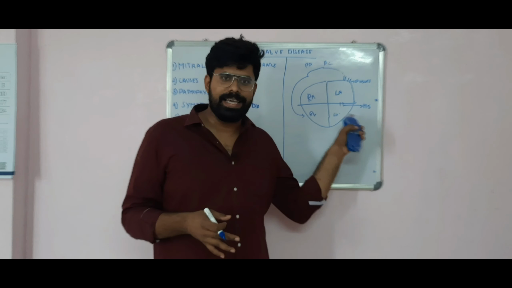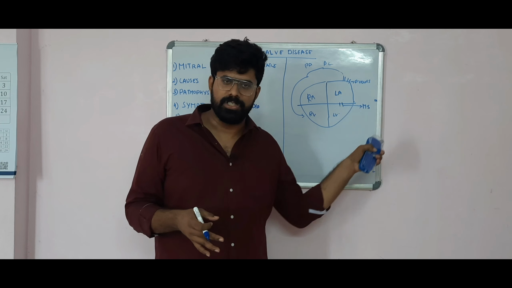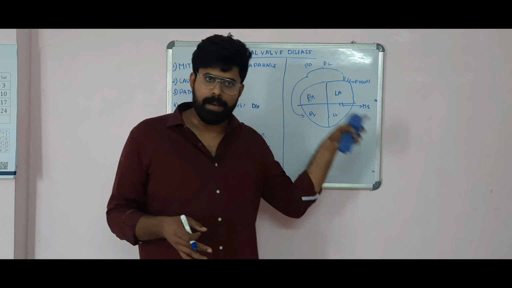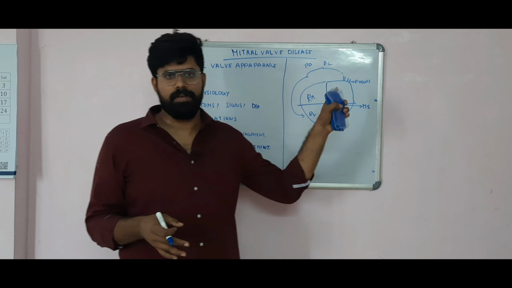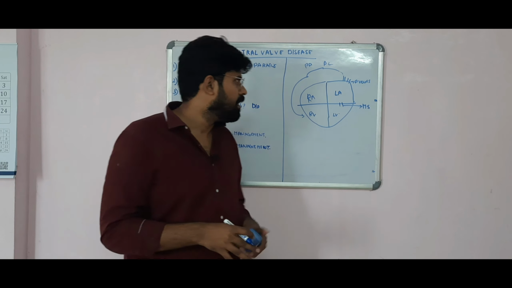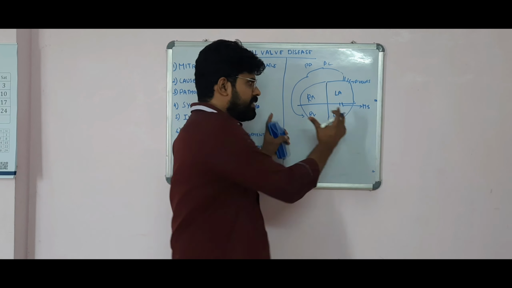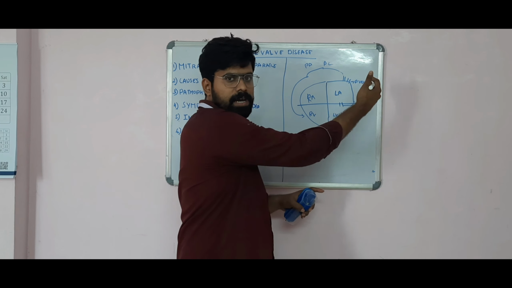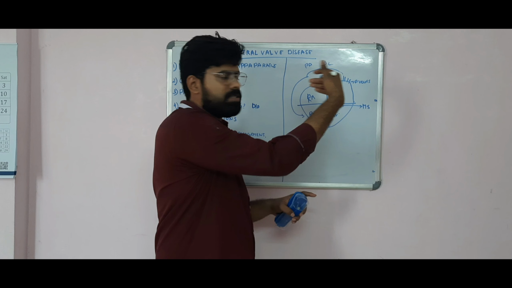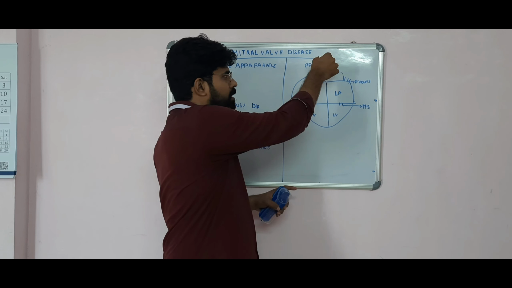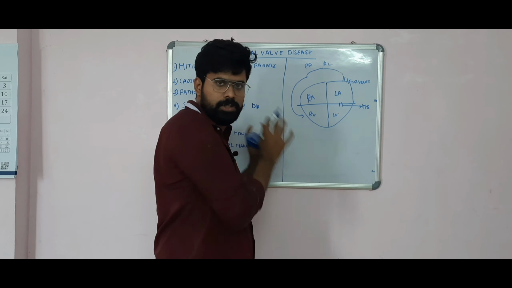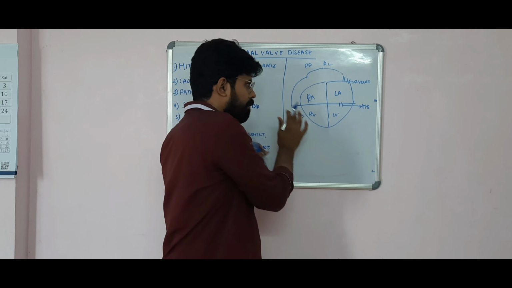Thirdly, there will be stasis of blood within the left atrial appendage. This stasis of blood within the left atrial appendage will cause left atrial thrombosis. This is stage 3. Then the pulmonary veins: there will be pulmonary venous hypertension. This increased left atrial pressure will be transferred backwards into the pulmonary vessels, and this pressure will be transferred backwards to the pulmonary capillaries, pulmonary arteries, and eventually it will go for pulmonary arterial hypertension.